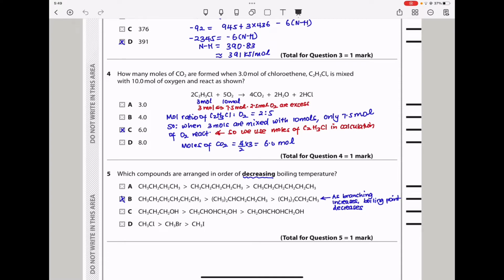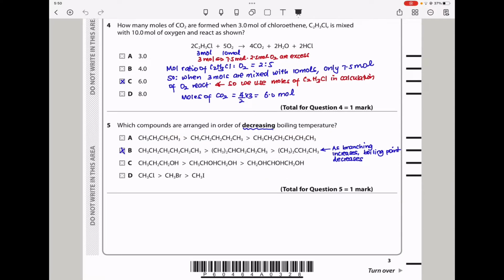So we can see that oxygen is in excess, and therefore we can safely use the moles of chloroethene to determine the moles of carbon dioxide that is going to be produced. To do that, the moles of carbon dioxide will be 4 divided by 2 times 3, which is equal to 6 moles, and the answer here is going to be 6.